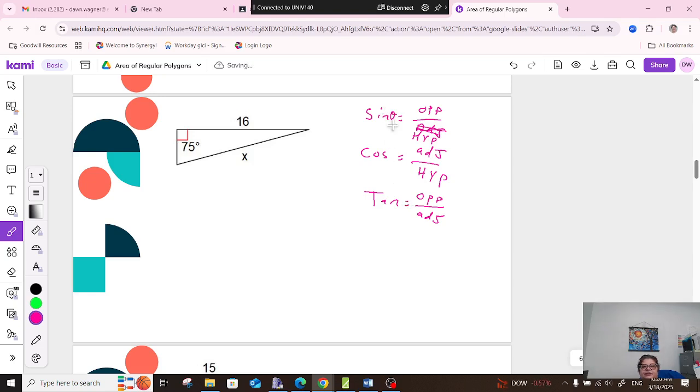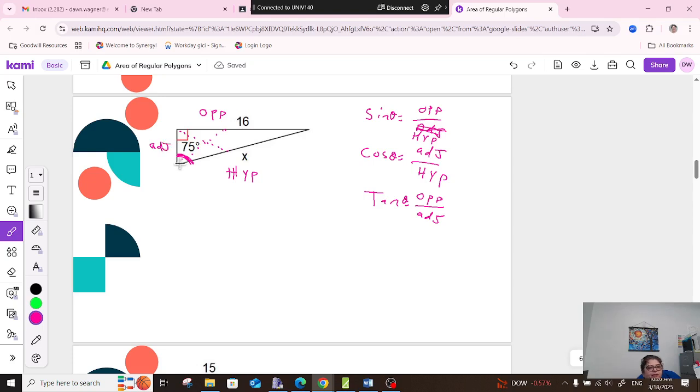Okay, and this is your degree, right? So the degree we're talking about is 75 degrees. You put your finger on 75 degrees and you label the triangle. What's straight across from the 75 degrees? Opposite. What do I call straight across from the 90? Hypotenuse. And what do I call the leftover one that's not named? Adjacent.